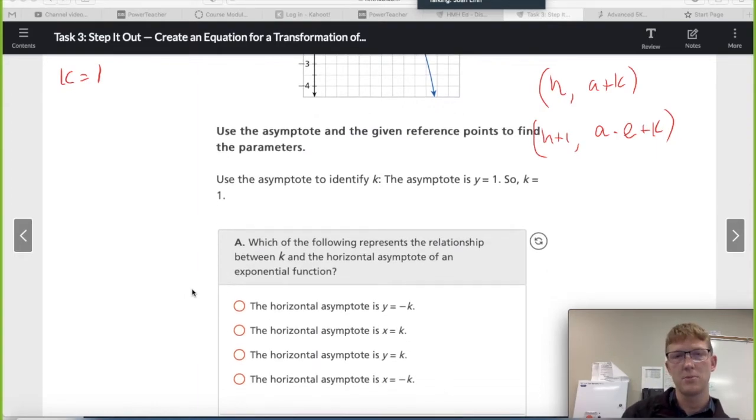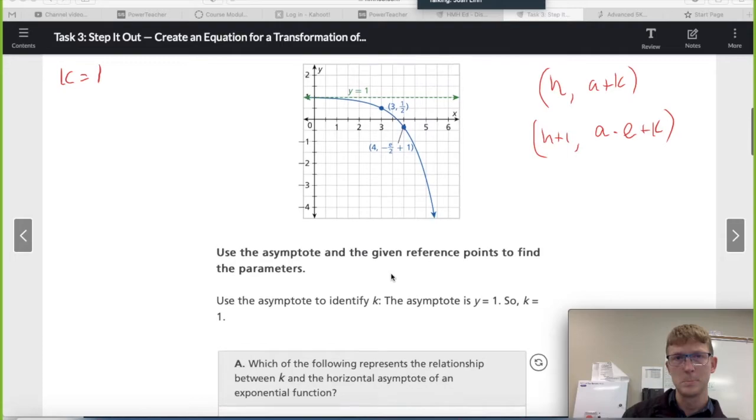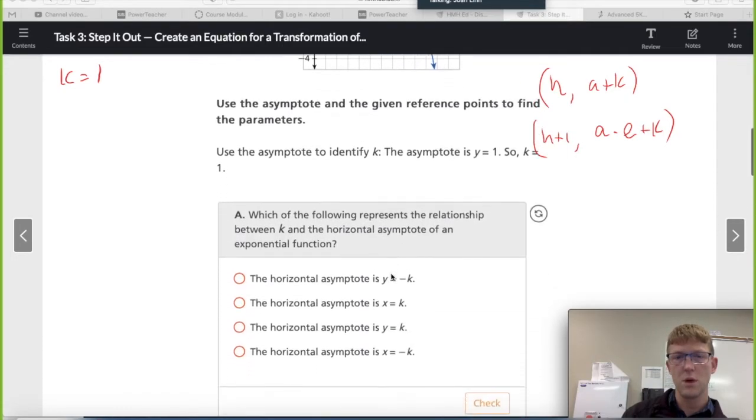Which of the following represents the relationship between k and the horizontal asymptote of the exponential function? The horizontal asymptote is y equals negative k. No, I would stick with y equals k.